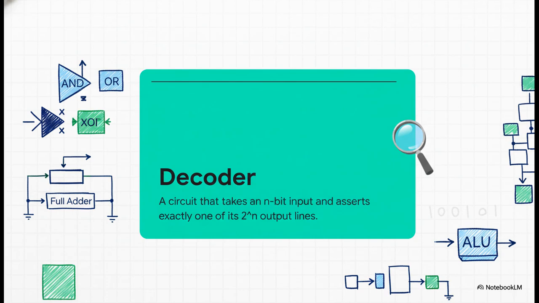Our second routing component is the decoder. Now, if a MUX is about choosing one of many inputs, a decoder kind of does the opposite. It takes a compact binary code as input and activates one and only one of many possible output lines. It's like a postal worker reading a zip code to deliver a letter to a single specific house.